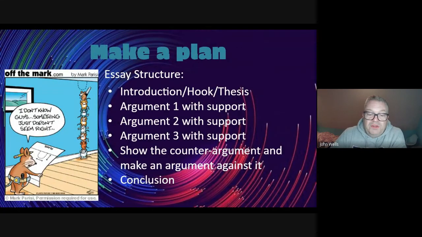Now, when it comes to the actual process of the writing, I've said this many times, you need a plan. You need to do that pre-writing. You need to do that planning piece first. That will make the writing much easier. If you just start in on the writing, it's hard to stay focused. You don't know where you're really going, right? So you definitely want to make a plan. Start off strong. Now, this is a standard look at what an essay could look like.